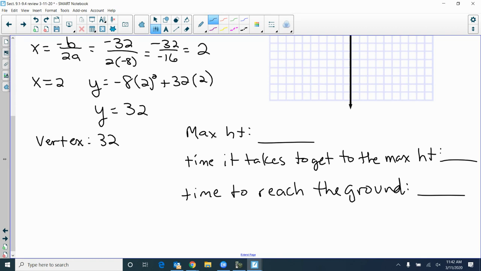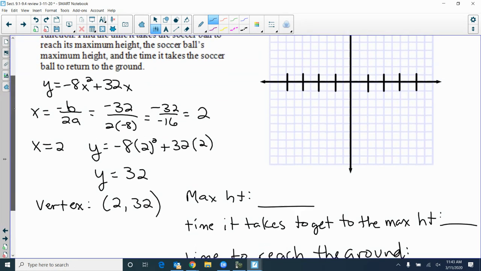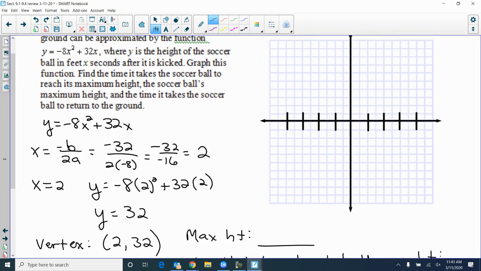All right, from our vertex, oh, I didn't write that down right. The vertex is not just 32, it is 2, 32. Okay. Now, if I'm gonna graph this, like I said, let me just graph it even though you don't have to. I'm gonna make this go up by 8s, 8, 16, 24, 32, and I'll let that one be 1, and then 2, and then 3, and then 4. So 2, 32 is right there.